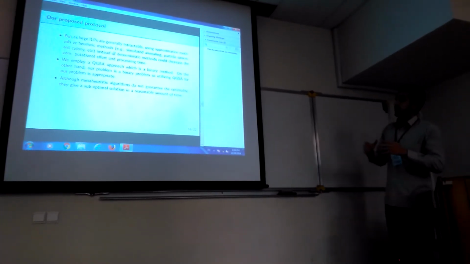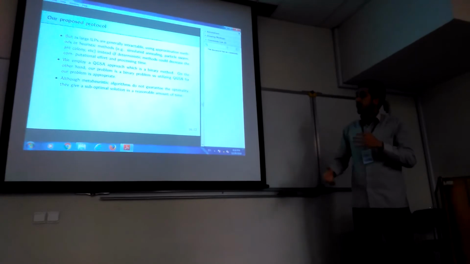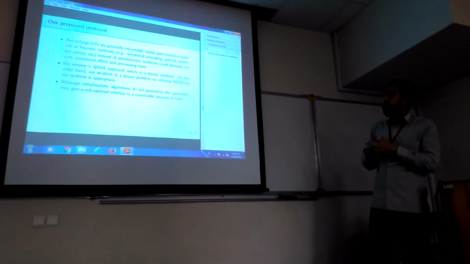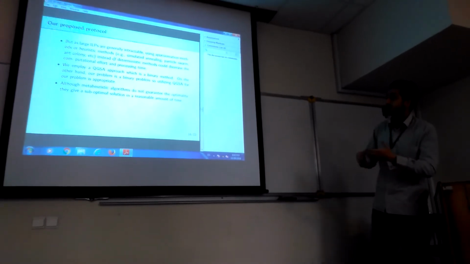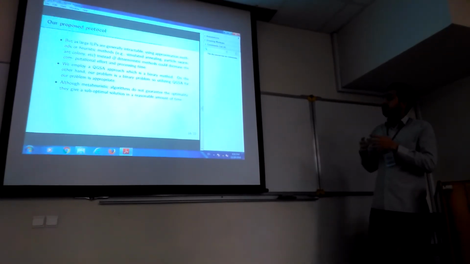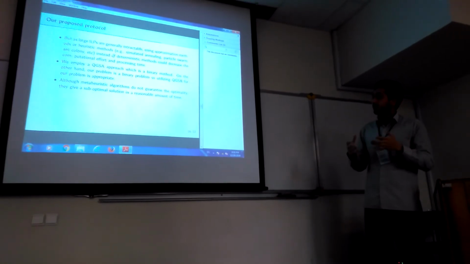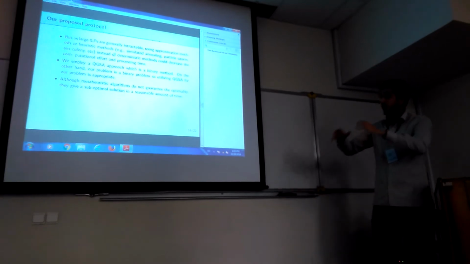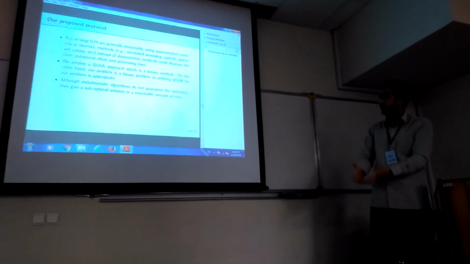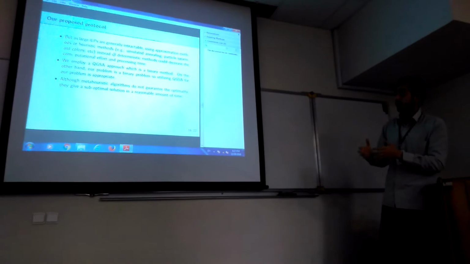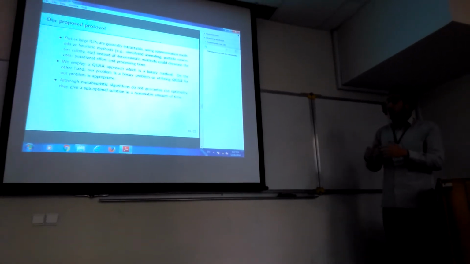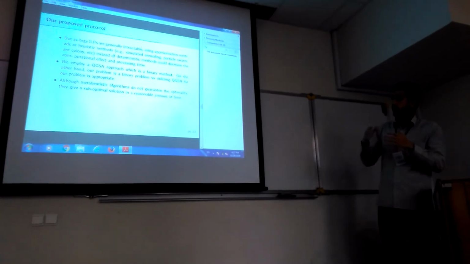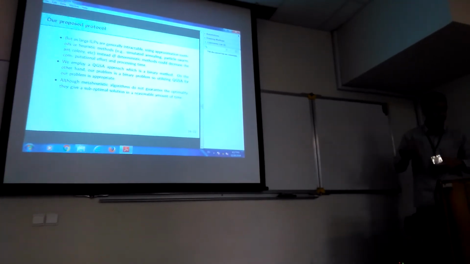At the end, as large ILPs are generally intractable, using approximation methods or heuristic methods can decrease the computational cost and processing time. We employed a QGSA, quantum inspired gravitational search approach, which is a binary method. Our problem is also a binary problem, so utilizing QGSA for our problem is appropriate. And although meta-heuristic algorithms do not guarantee optimality, they give a suboptimal solution in a reasonable amount of time.